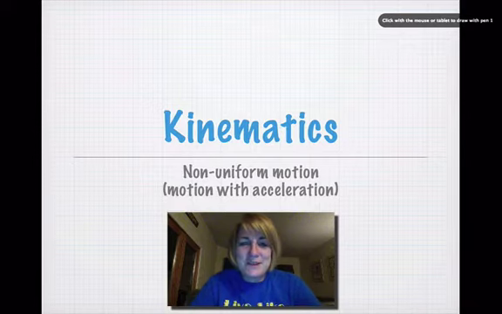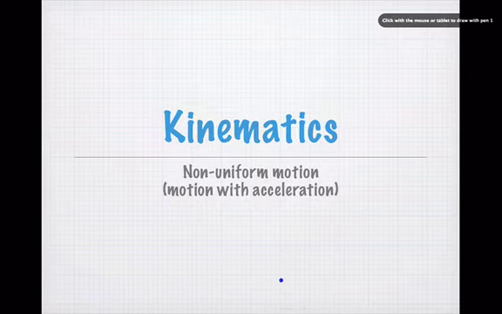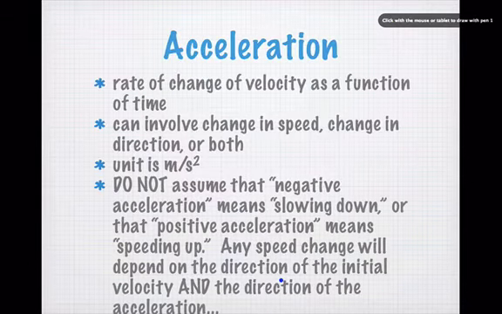Today is going to be the second segment on one-dimensional kinematics, and this one's going to involve acceleration. So we need to first decide what acceleration is. Acceleration is the rate at which the velocity of an object changes with respect to time. It can involve speed changes, it can involve directional changes, or it can involve both of those.